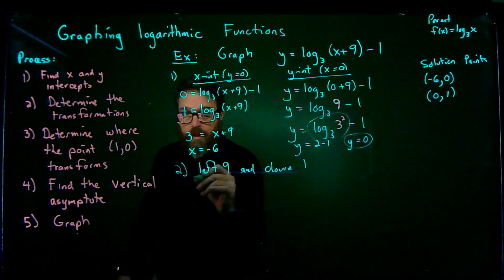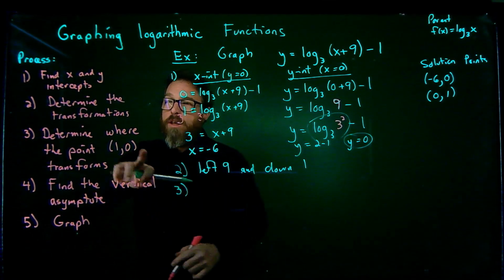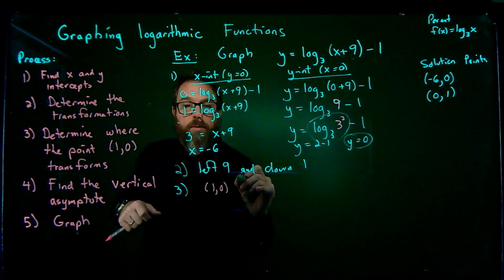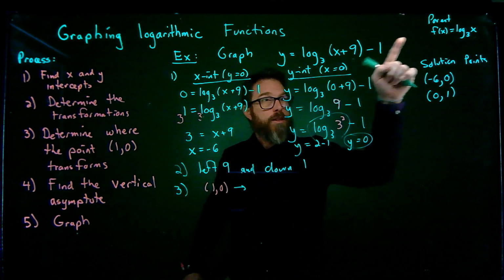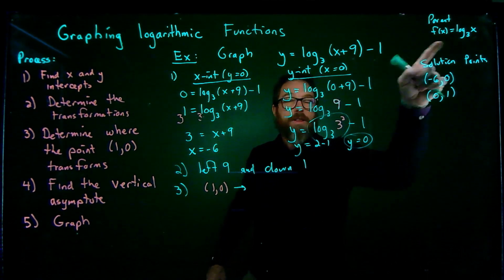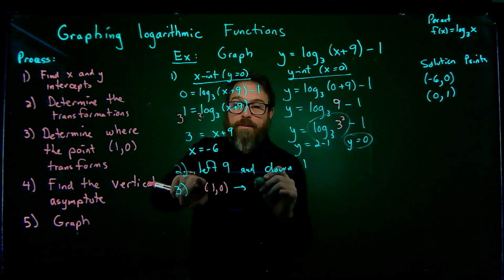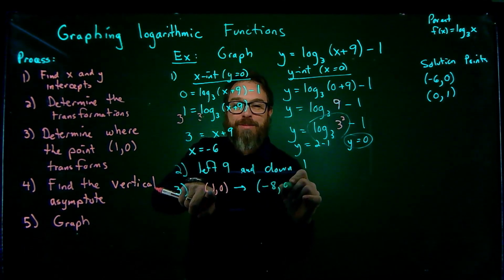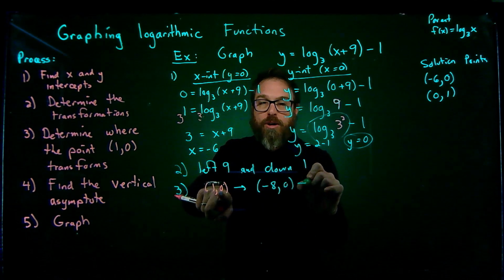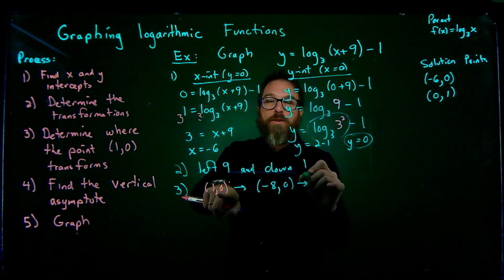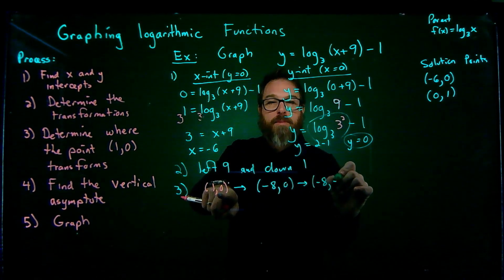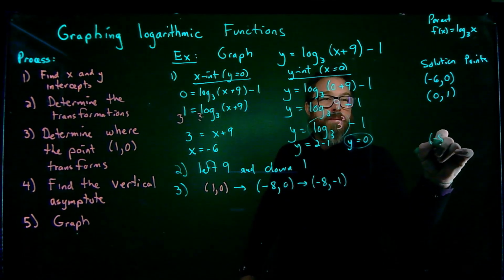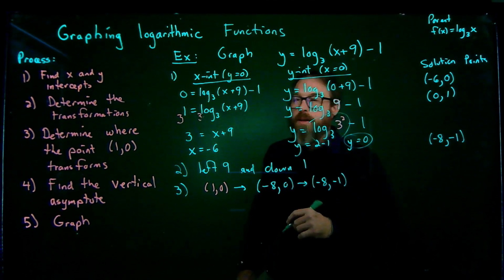So now let's look at the point. What I know is the parent function is going to go through the point 1 comma 0, but really what I want to know is what does this function go through, not this one. So we know we're going to have to go left 9. So subtracting 9 from 1 is going to be negative 8 comma 0. And we're going to have to go down 1. So down 1 is going to subtract 1 from that 0. So this is going to be minus 8 comma minus 1. So then I have another solution point over here: minus 8 comma minus 1.